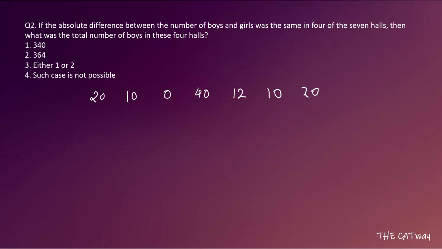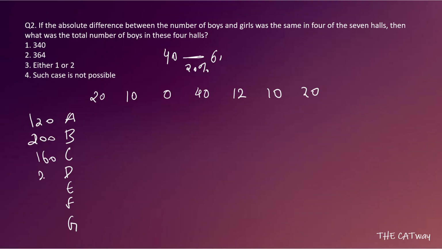How did I get this? See, if there are 40% girls, then there are 60% boys. So the absolute difference would be 20% of the total number of students. So this is how I have calculated this. Now I'll write A, B, C, D, E, F, and G, and I'll write the number of students: 120, 200, 160, 240, 150, 120, and 180.